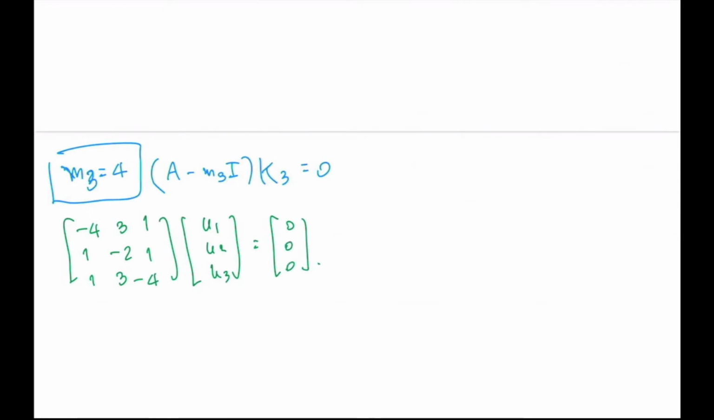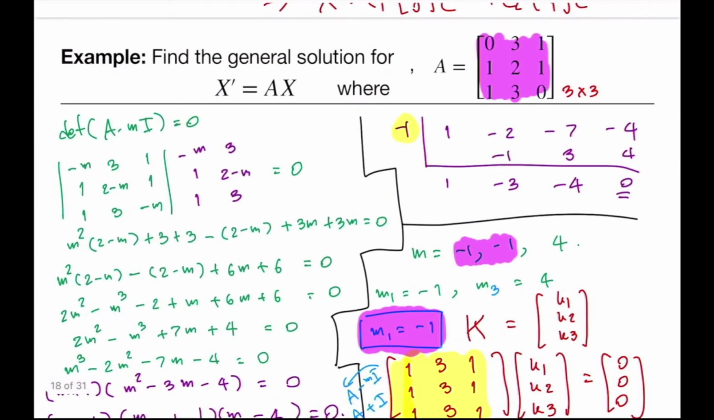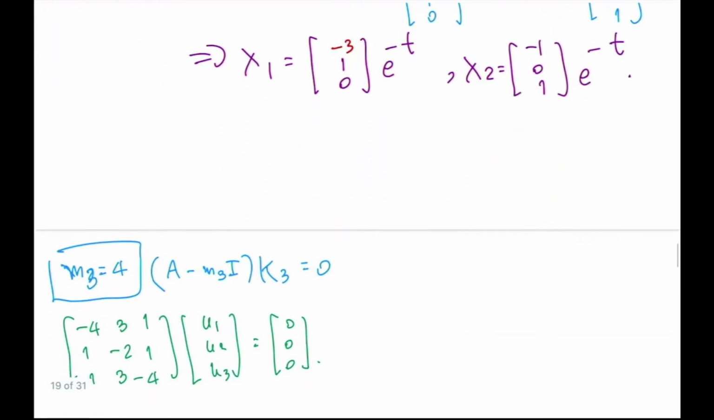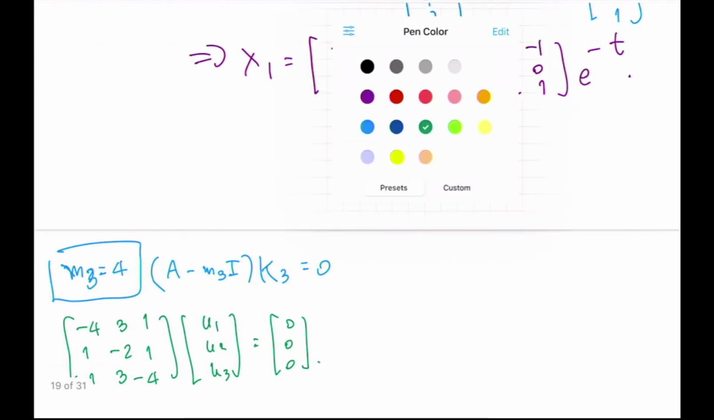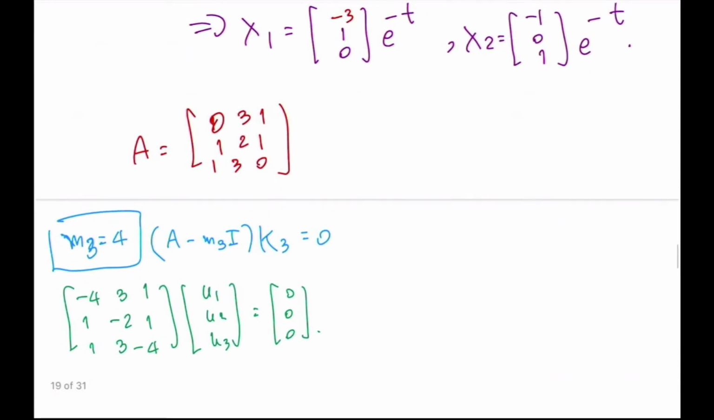Okay? Guys, don't forget, this is our A. So, do I need to write A down here so that you can observe it a little better? So here, A is 0, 3, 1, 1, 2, 1, 1, 3, 0. Okay, so if you subtract this by 4, subtract this by 4, subtract this by 4, here is what you get.